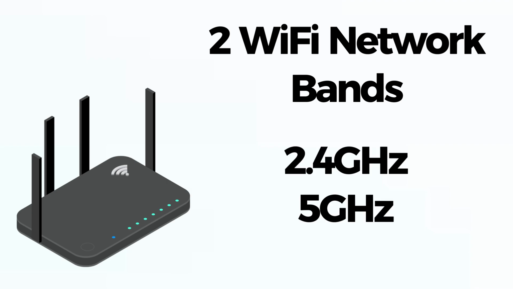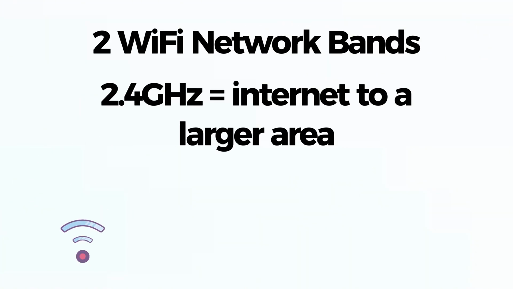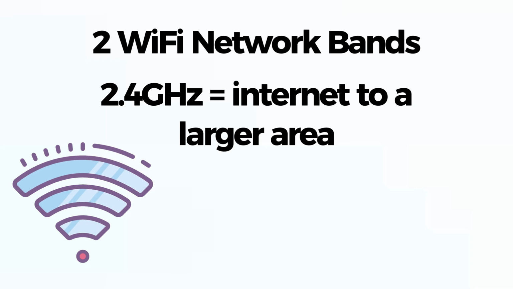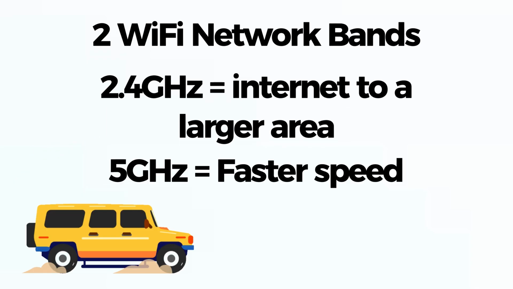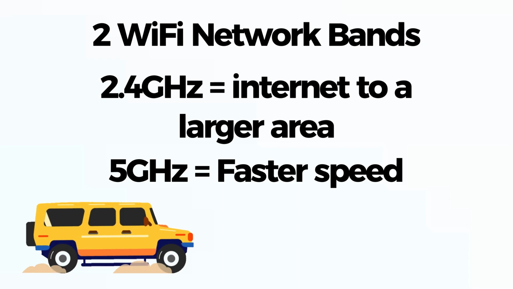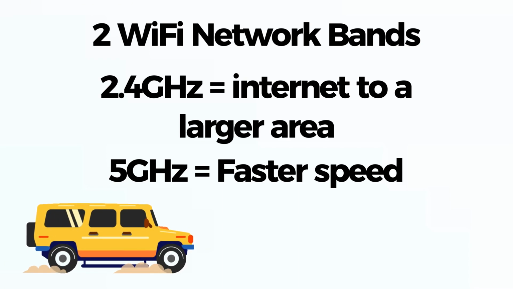The difference between the 2.4 GHz and 5 GHz bands: the 2.4 GHz provides internet to a larger area, but sacrifices the fast internet speed, while 5 GHz provides faster speeds, but restricts itself to a smaller area. If you want a longer range for your devices, use 2.4 GHz. If you need higher speed and can sacrifice range, 5 GHz should be used.